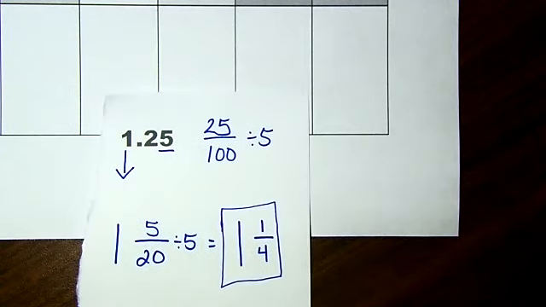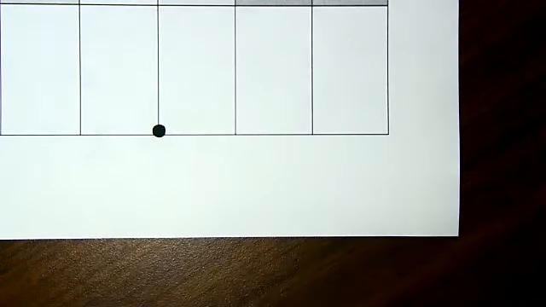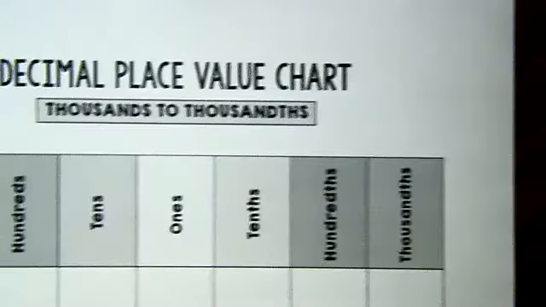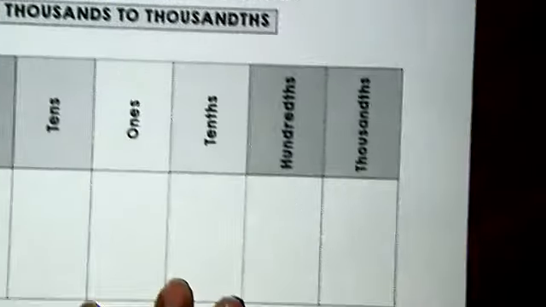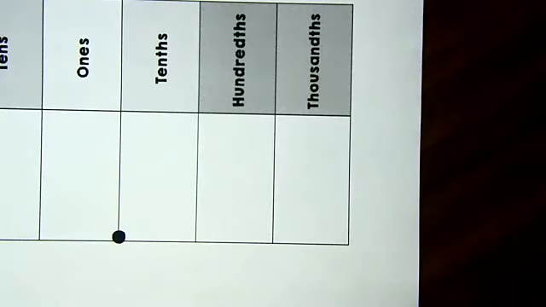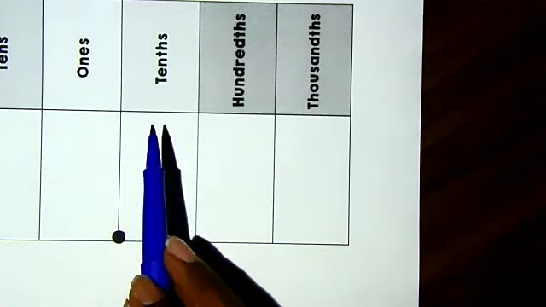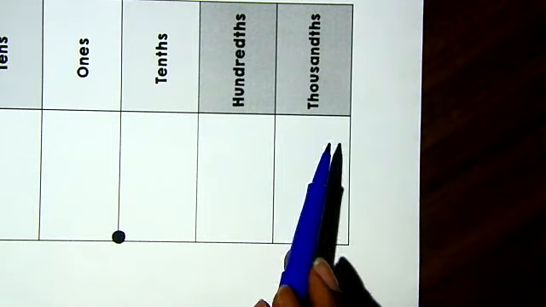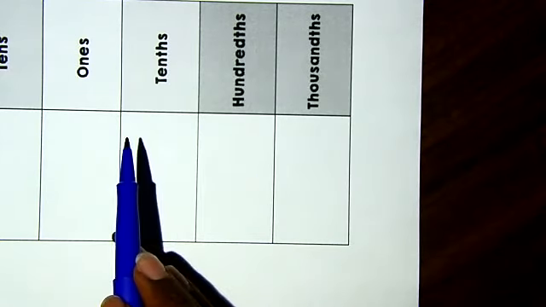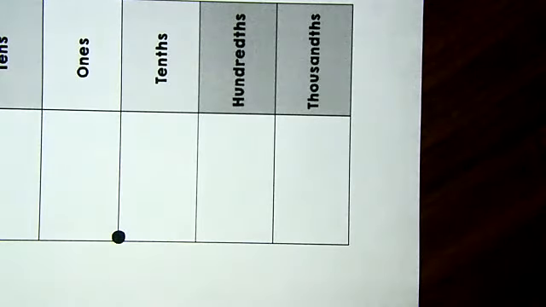All right, guys. I hope those examples help you. Remember to use your place value chart to help you change your decimal into a fraction. Remember, the denominator will always be the last number's place value. Remember to simplify your answer to get its simplest form.